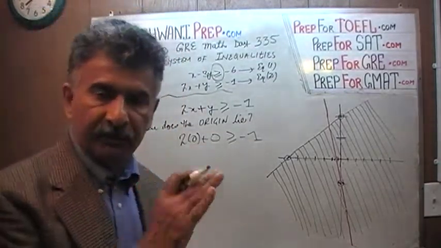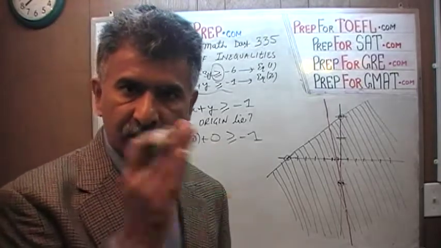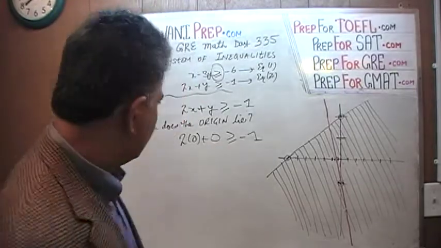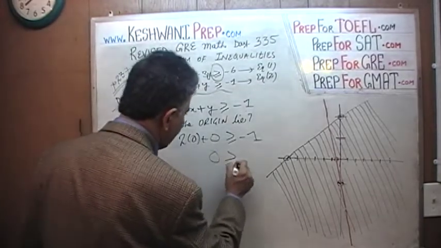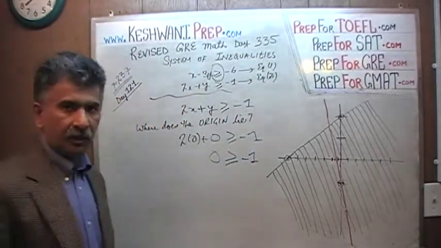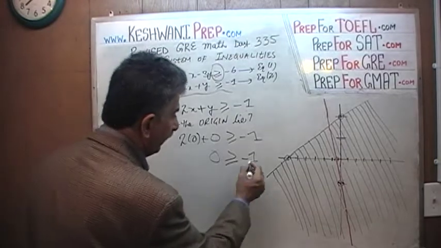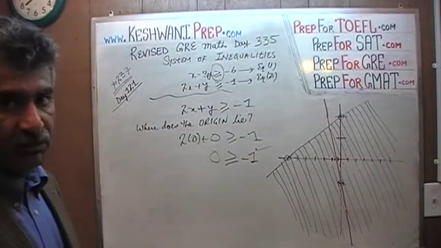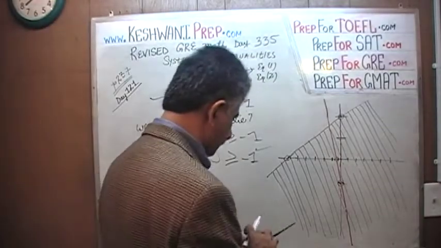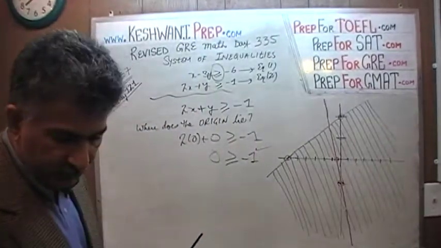When you draw a line, it's either left or right, up or down. That's all there is. So 2 times 0 is 0 plus 0, 0. Is 0 greater than or equal to -1? The answer, of course, is yes. 0 is greater than -1, which means the solution region must contain the origin.